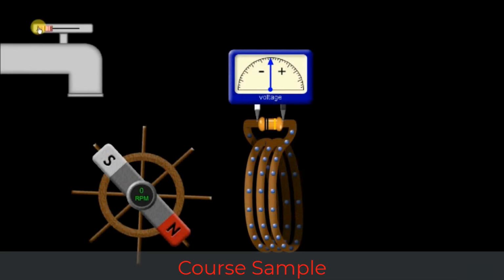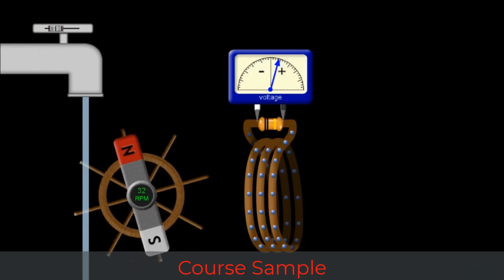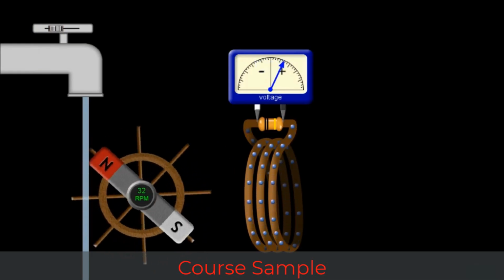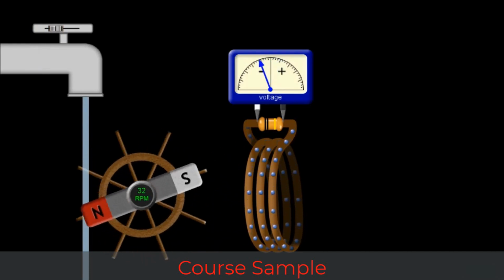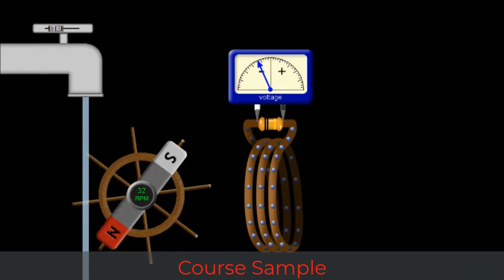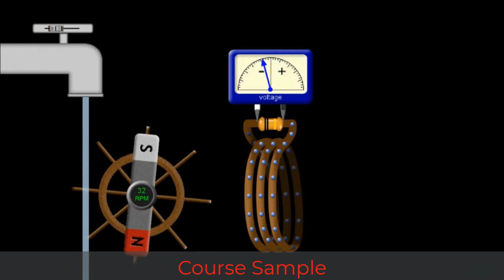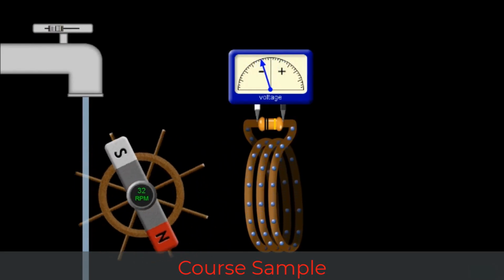And hopefully if I turn the water on and I play the animation, we can see that the water is running, the water wheel is rotating, the magnet is rotating, and because the magnet is placed near our conductor coil, we're inducing a voltage in that conductor coil.